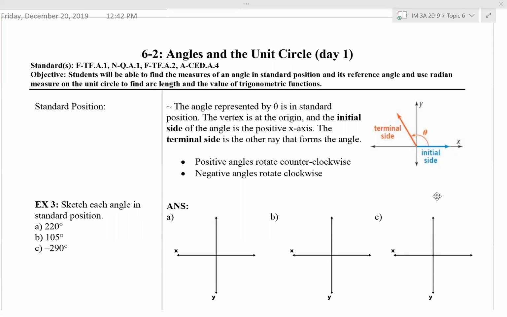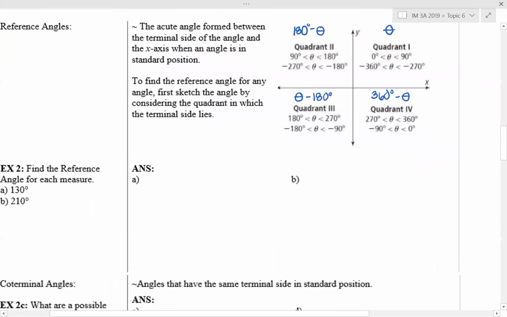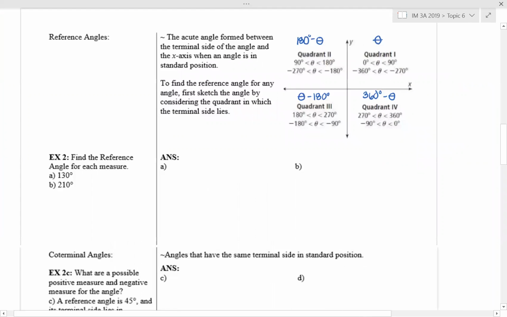Okay, so in this video, I'm going to go over reference angles. Within the 6.2 day one notes, I'm going to look at the back page, which is identifying reference angles. We're going to do two different types of examples that correspond to reference angles.